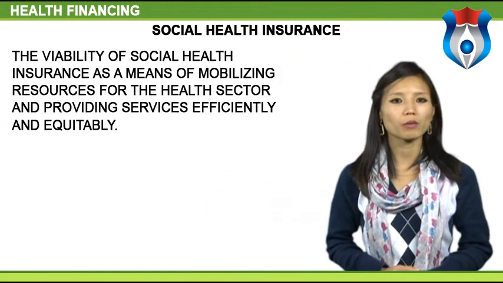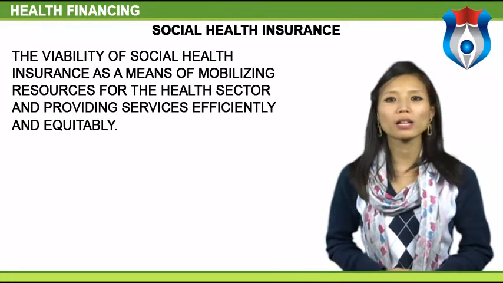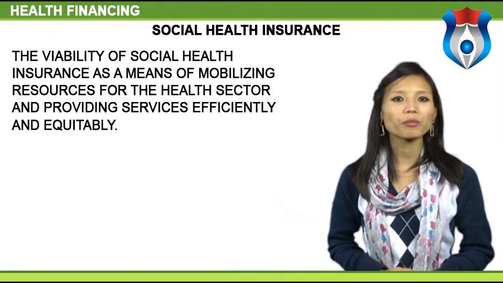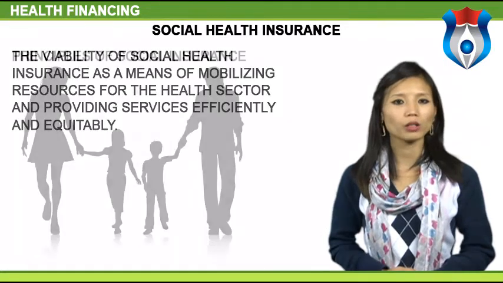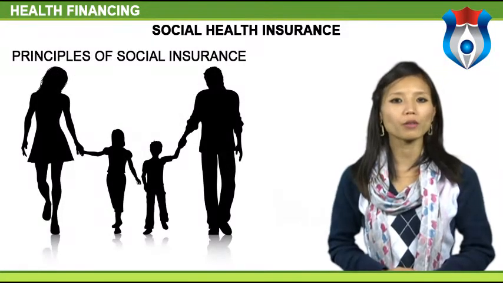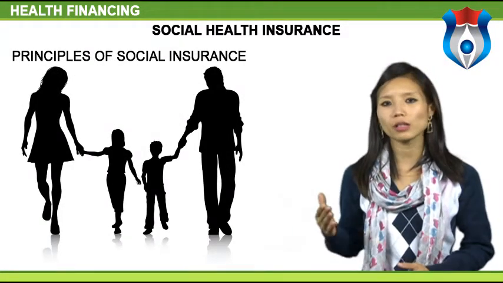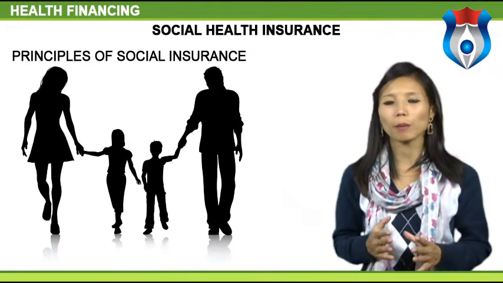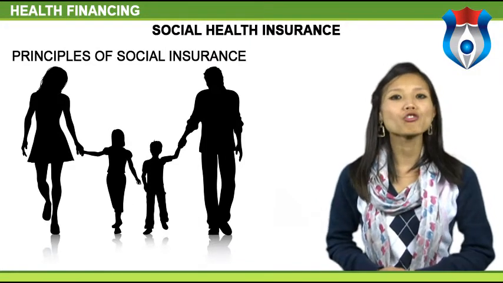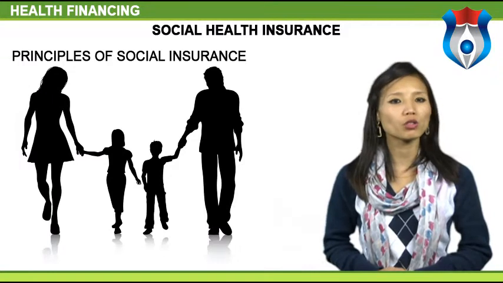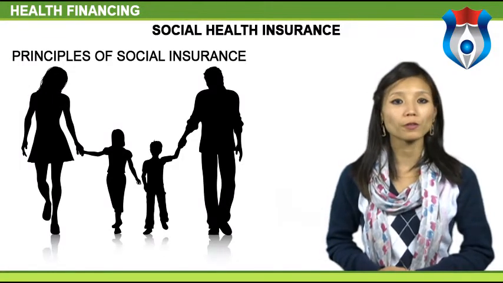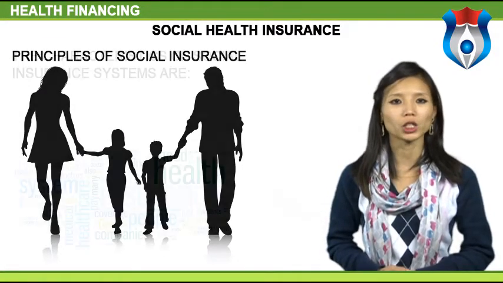Social health insurance. The viability of social health insurance as a means of mobilizing resources for the health sector and providing services efficiently and equitably. Principles of social insurance. Social health insurance is insurance operated by a public agency. Conventionally, the premium takes the form of compulsory contributions which are deducted from the payroll as part of earnings.